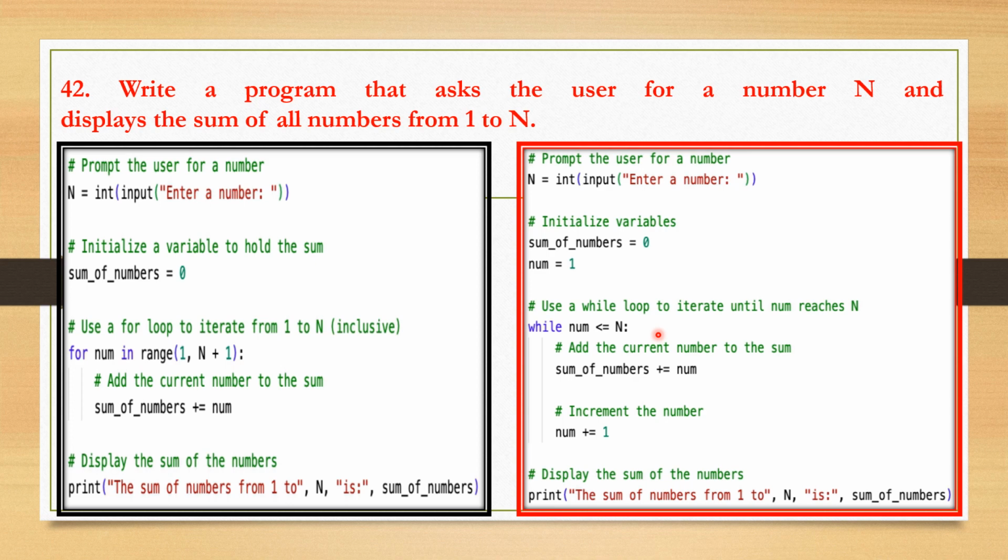So inside the loop we add the current value num to sum_of_numbers using the plus equals operator, just like in the previous solution. After adding the num to the sum, we increment num by 1 by using num plus equals 1, which ensures that the loop progresses to the next number, and the loop continues until the number reaches capital N and then it terminates. And so finally we'll show the results by using a print function.